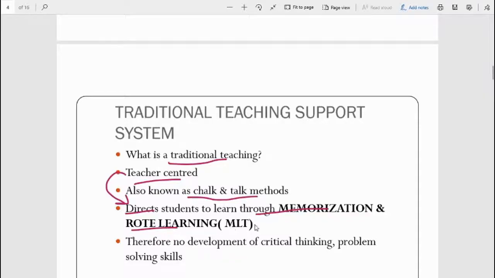This comes under MLT, the first level of teaching, memory level of teaching. In my previous videos you will find this. Because of this rote learning, there is no development of critical thinking or problem solving skills. Forget about learning any new skill, because it is entirely based on rote learning. You have to learn it by repetitive memorization, right? There is nothing like you can think, or contemplate on something, or try to learn some new skill. It's not possible there.